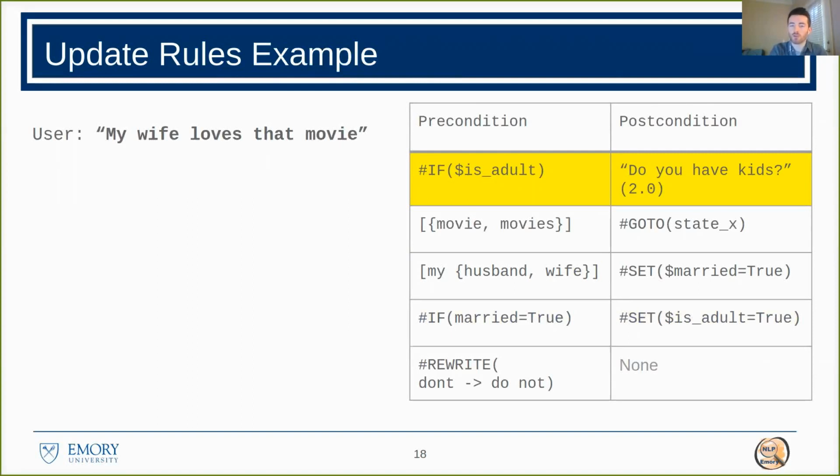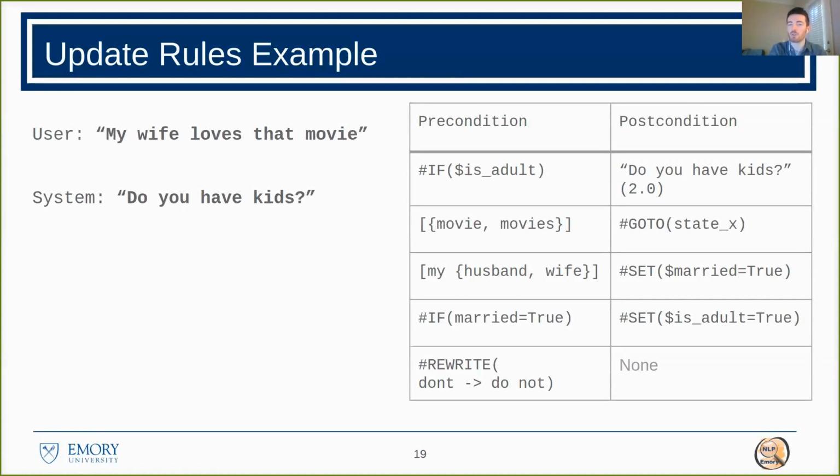So when an update rule postcondition contains a priority score like this, it indicates that the natural language generated by the postcondition is a candidate for the final system response. In this way, candidate system responses are collected both from the update rules as well as from the state machine transitions. The candidate response with the highest priority is selected as the true system output. And by default, all priority scores are 1. So in this case, the priority is 2, and so it would likely be the true response.